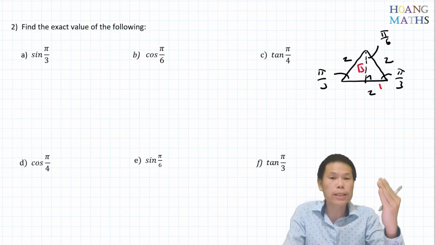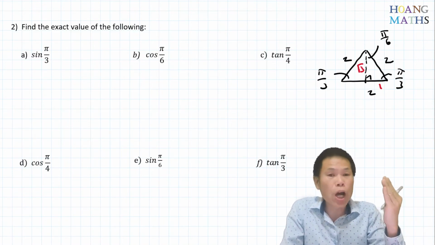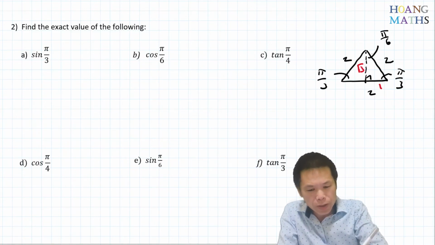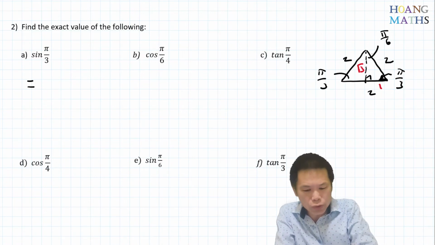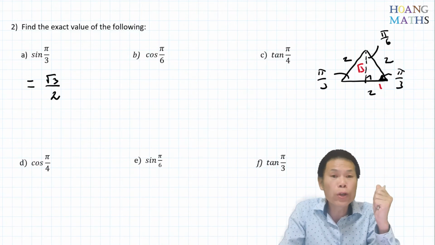Then we can just work this out. Sine of pi over 3 is equal to opposite over hypotenuse. Looking at the angle pi over 3 here, the opposite is root 3 and the hypotenuse is 2. So it's root 3 over 2.